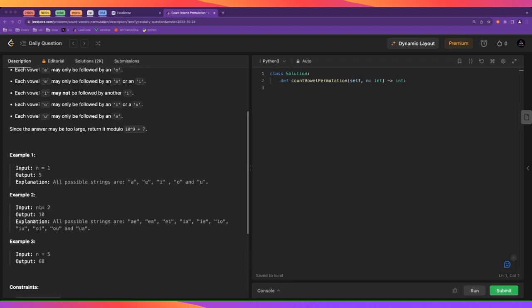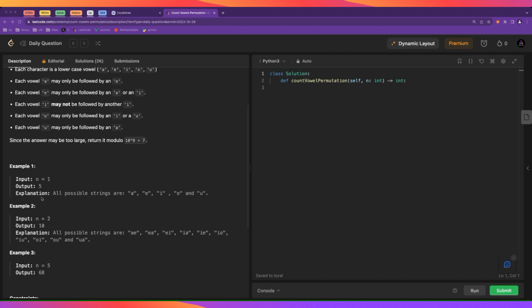So that's good. We get 3 examples for very small n: 1, 2, and 5. Of course, when n is 1, you can only have 1 letter, and there are 5 of them. There are no restrictions other than that, so the answer is 5. And if you have 2, then the answer is 10.